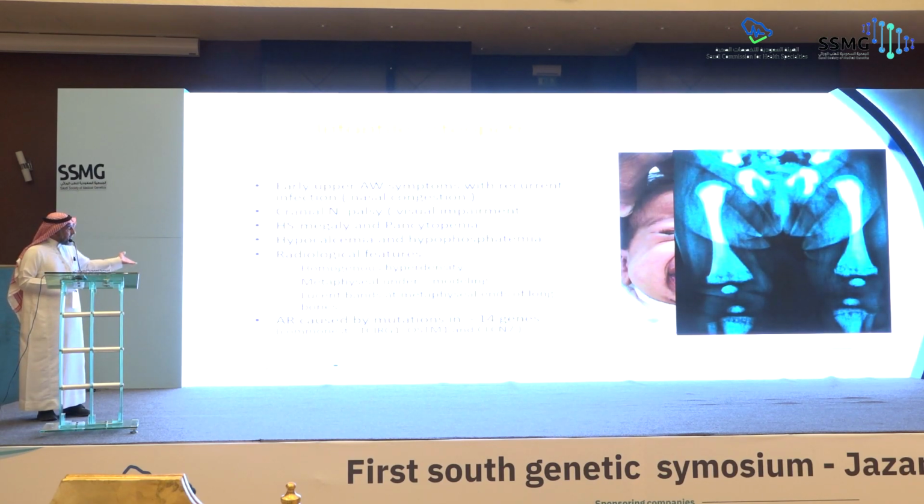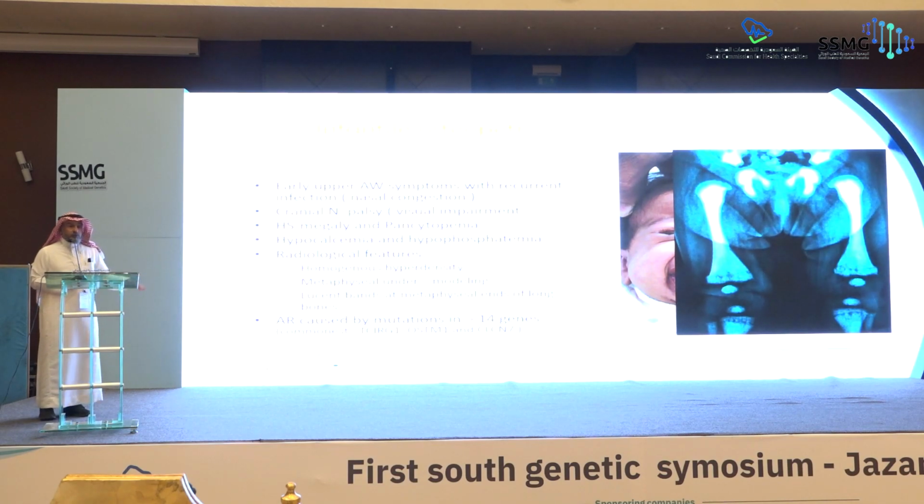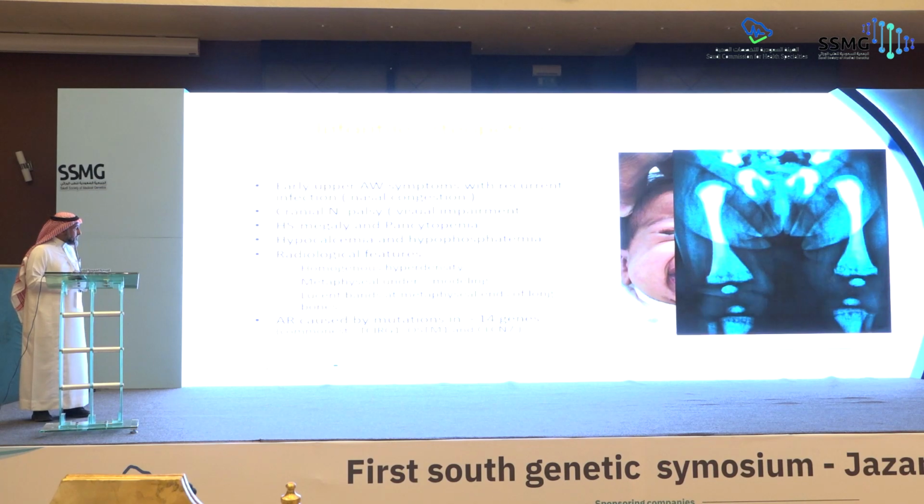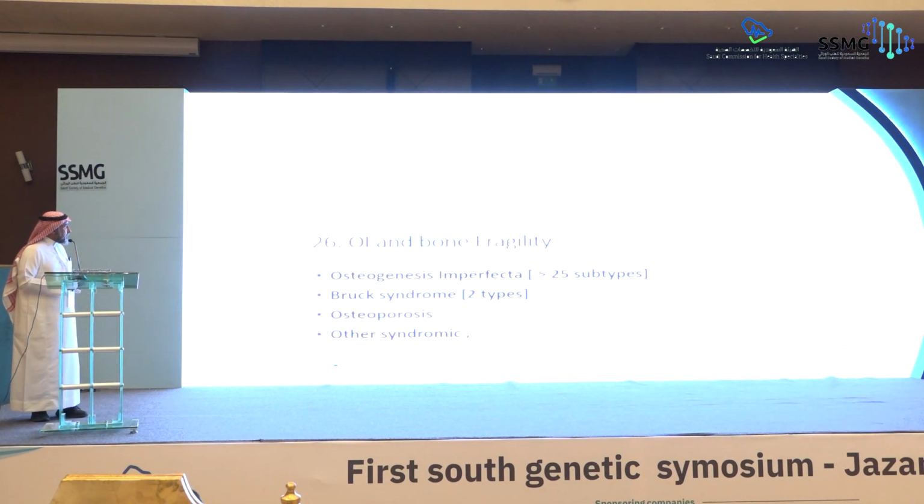Again, there are more than 25, not only 14, 25 genes that have been etiological for osteopetrosis. The common type that we encounter in Saudi Arabia, almost 25 cases known in my cohort, and TCIRG is the commonest among all, especially in the northern part of the kingdom.